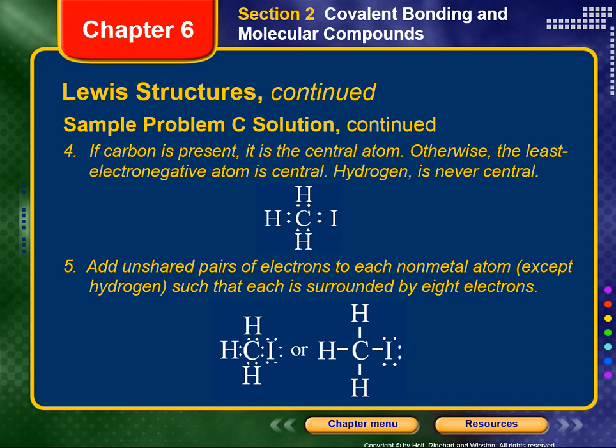Step 5. Add unshared pairs of electrons so that each hydrogen atom shares a pair of electrons and each other nonmetal is surrounded by 8 electrons. Step 6. Count the electrons in the structure to be sure that the number of valence electrons used equals the number available. Be sure the central atom and other atoms besides hydrogen have an octet. There are 8 electrons in the 4 covalent bonds and 6 electrons in the 3 unshared pairs, giving the total correct of 14 valence electrons.